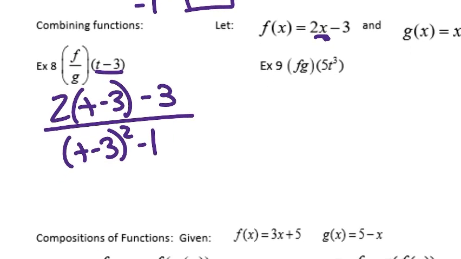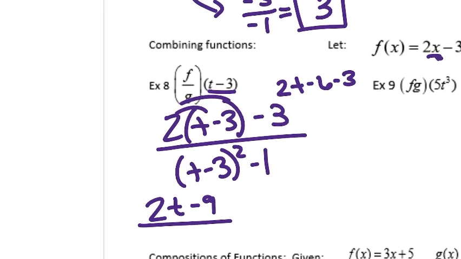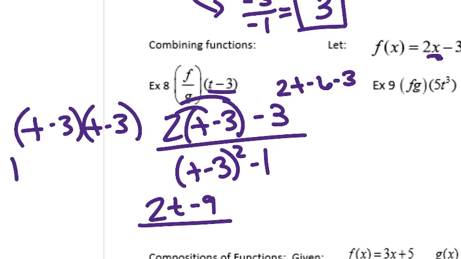Okay, so the top is going to be, let's see, if we distribute, we get 2t minus 6 minus 3. So on top, it's going to be 2t minus 9 over. Okay, we got to do a little bit of work for this t minus 3 squared. So you can do the box method or you can do FOIL. But what that means is t minus 3 times t minus 3, which is t squared minus 3t minus 3t plus 9.